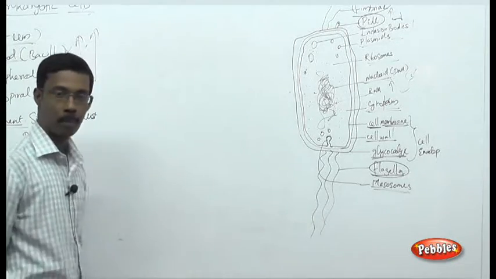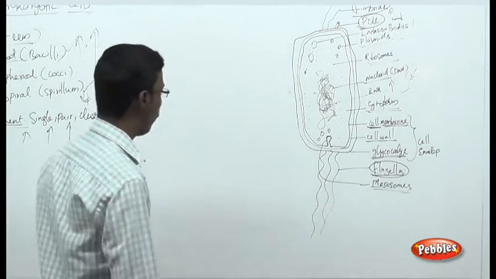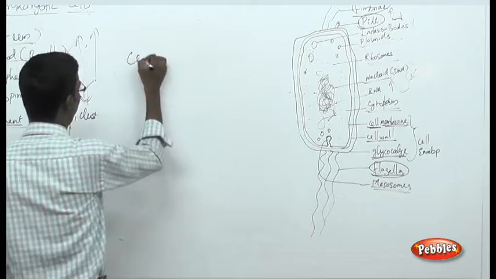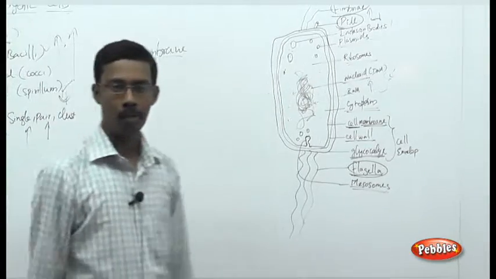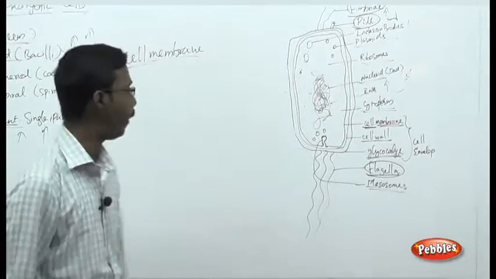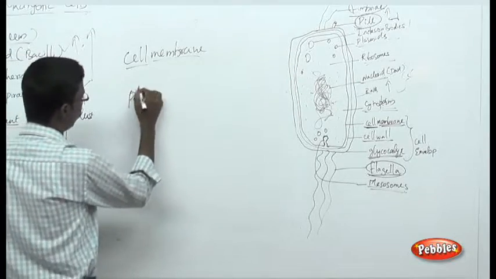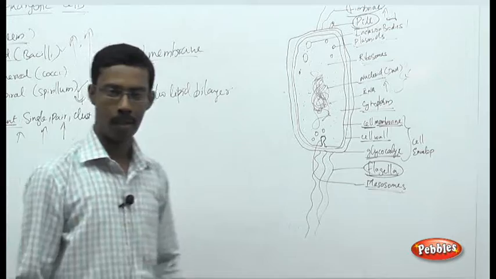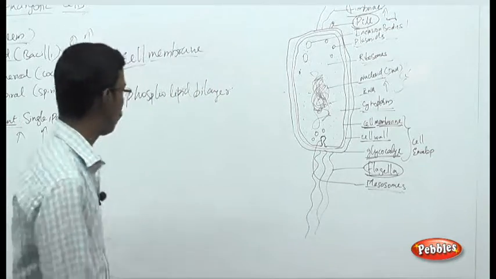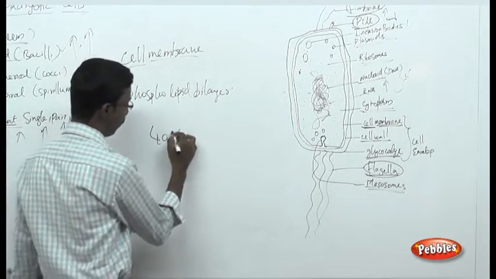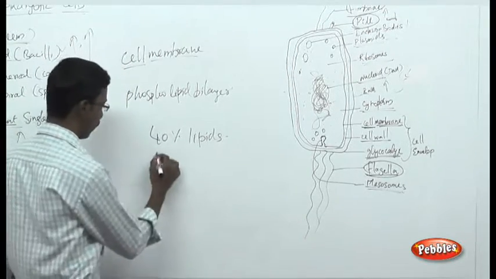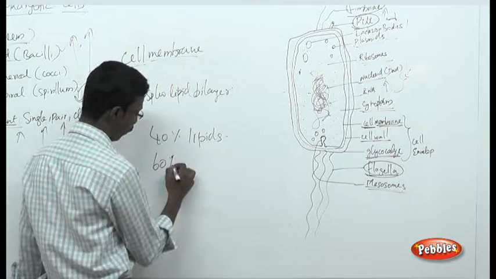As I told you, it will give the protection and the shape for the particular bacteria. And the next thing we are going to see in the cell envelope is the cell membrane. As we all know, cell membranes are made up of lipids, the phospholipid bilayer. But we have to remember the cell membrane is actually made up of only 40% lipids. What about the remaining 60%? The remaining 60% is made up of proteins.